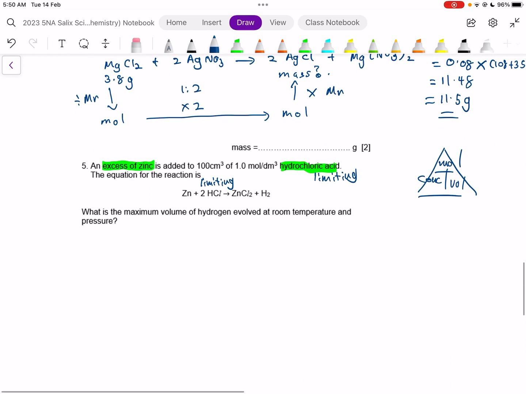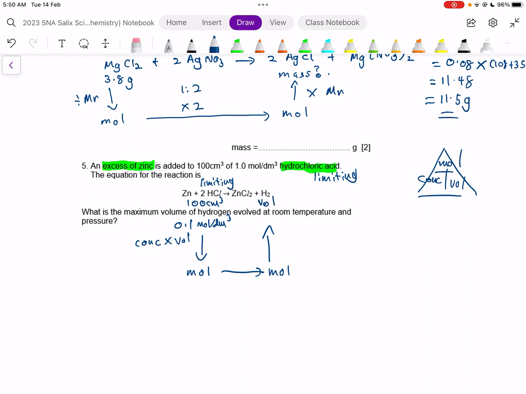First thing I need to find is the number of moles of HCl. You are given 100 centimeter cube and this is the concentration. So I'm supposed to find the number of moles by taking concentration multiplied by volume. Then after that, mole ratio. And finally, you can get the volume of your hydrogen. This one you times 24 dm cube, the mole-to-volume formula.